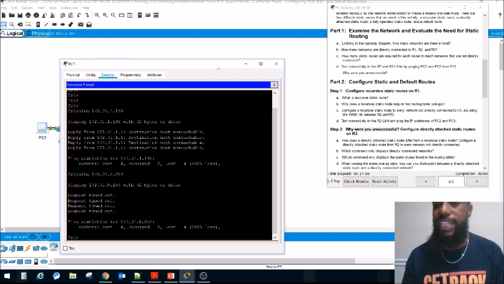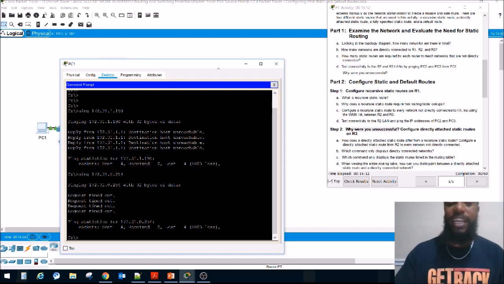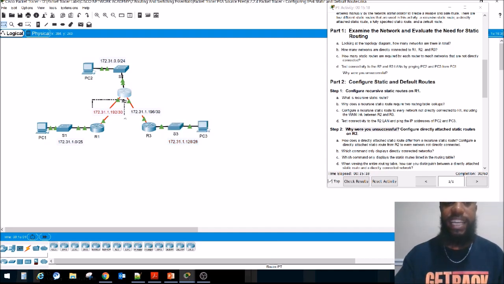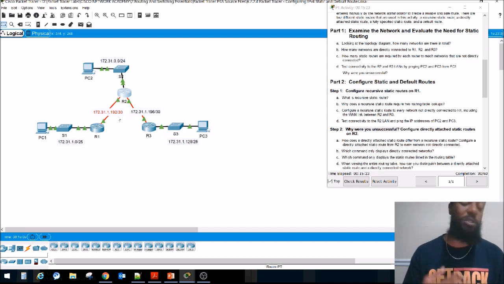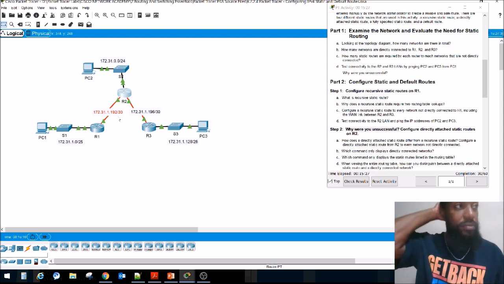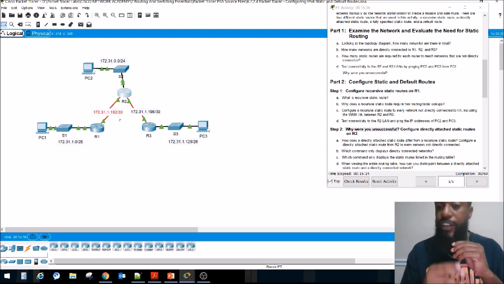How does a directly attached static route differ from a recursive static route? A directly attached static route is a route that is directly attached to us. It isn't one like these guys right here. This is not directly attached to us. However, if we created a static route to get to this guy, that would be directly attached to us, right? But you would think those are connected. Wouldn't they just be local routes? Yes and no.